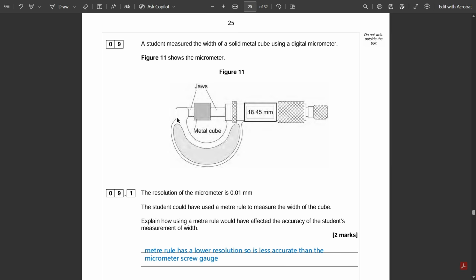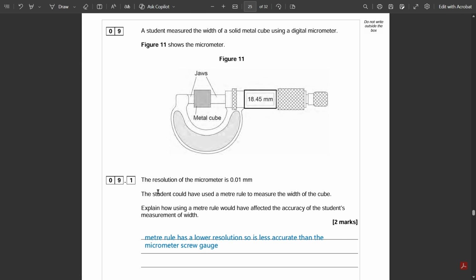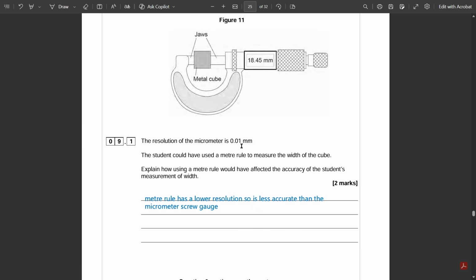And then for question 9, a student measured the width of a solid metal cube using a digital micrometer. Figure 11 shows the micrometer. The resolution of the micrometer is 0.01 millimeters. The student could have used a meter rule to measure the width of the cube. Explain how a meter rule would have affected the accuracy of the student's measurement of width. A meter rule has a lower resolution, so is less accurate than the micrometer screw gauge.